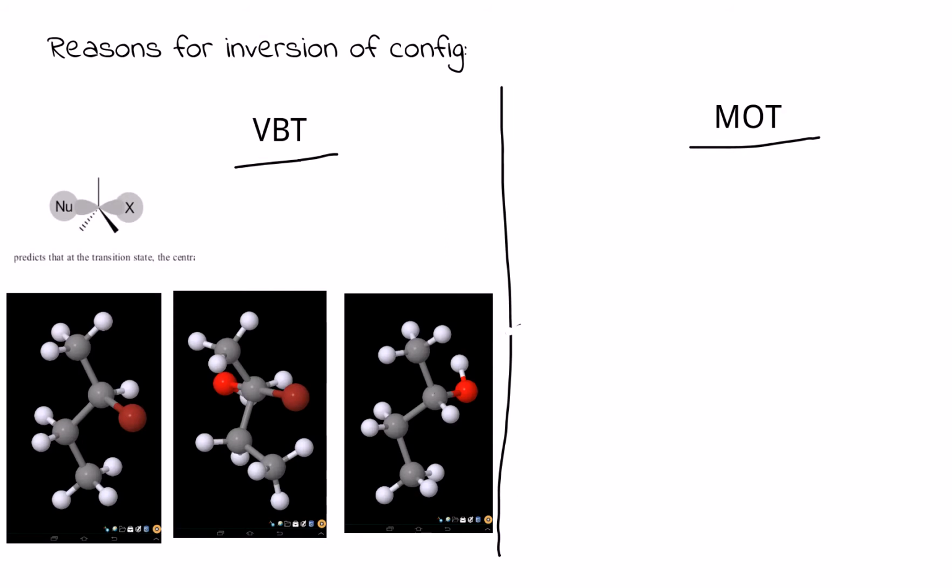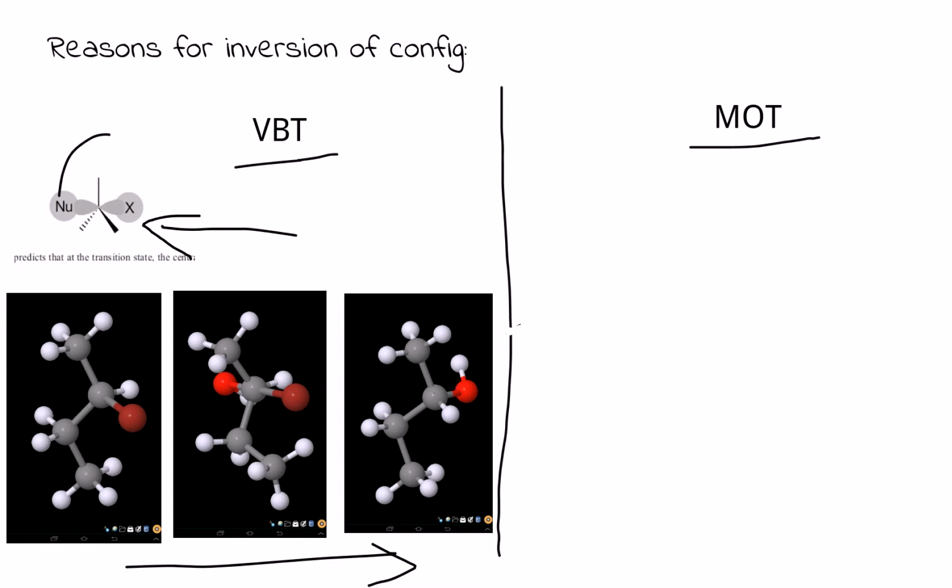Here is a ball and stick model of a molecule which is chiral, and a nucleophilic substitution happening at the chiral center, leading to an inversion of configuration. The reason cited for why there should be inversion of configuration lies at the unhybridized p orbital stage.